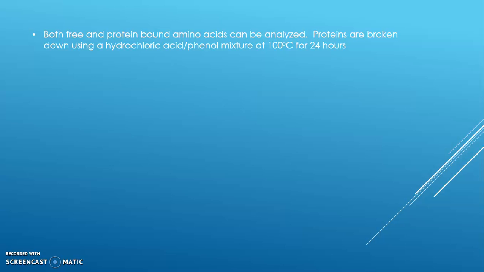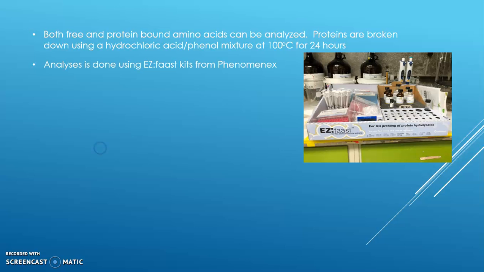When you are looking at the protein-bound amino acids, the proteins are broken up into their component amino acids using a hydrochloric acid phenol mixture at 100 degrees for 24 hours. Both types of analyses are done using the EZ:faast kits from Phenomenex.